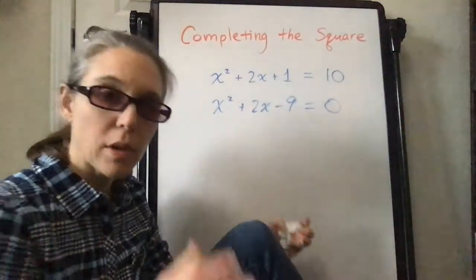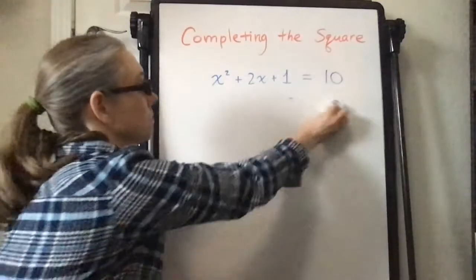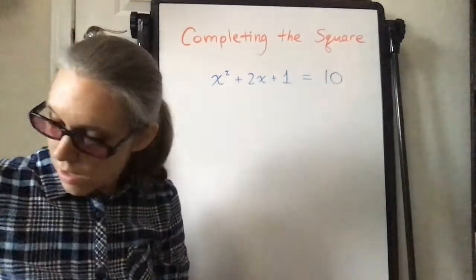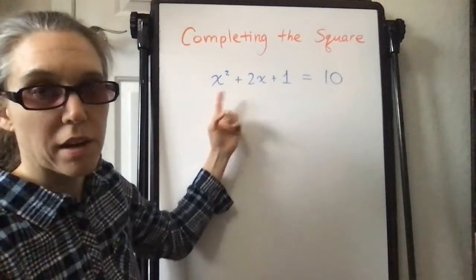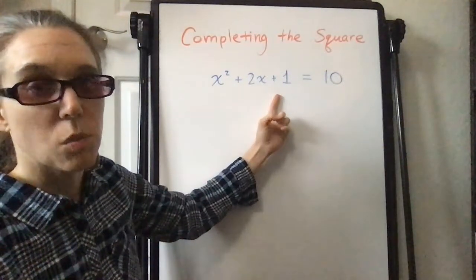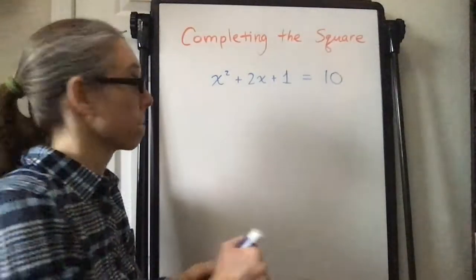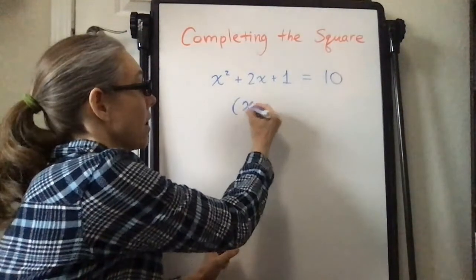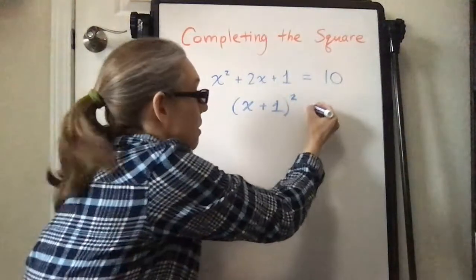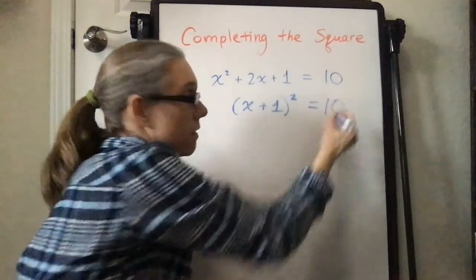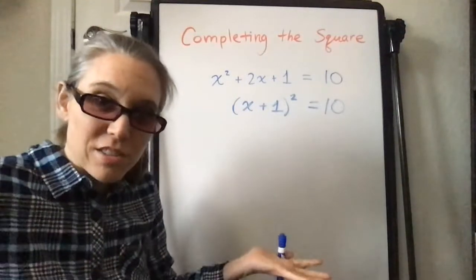So an alternative way of solving this equation, since we cannot factor it, is to take the fact that the left-hand side here is already a perfect square. X squared plus 2x plus 1 does factor. It factors into x plus 1 quantity squared is equal to 10. See, isn't that perfect? Now we can actually solve this equation.